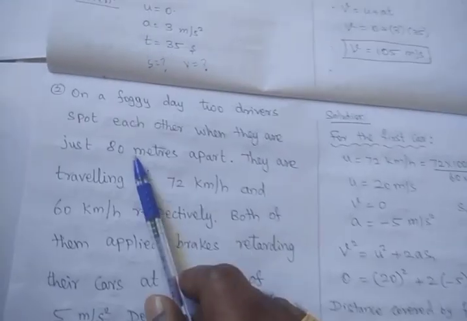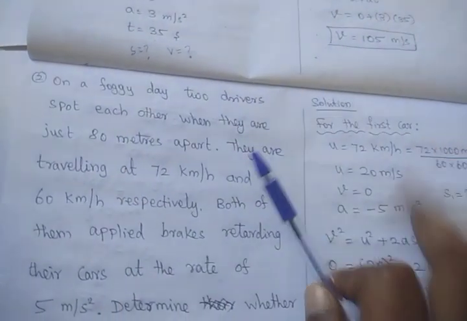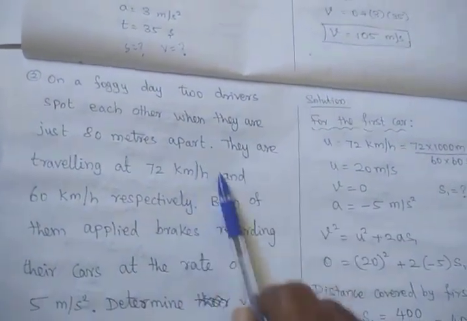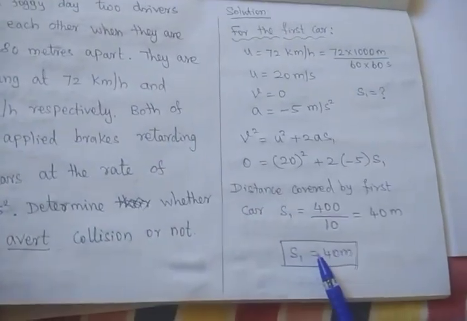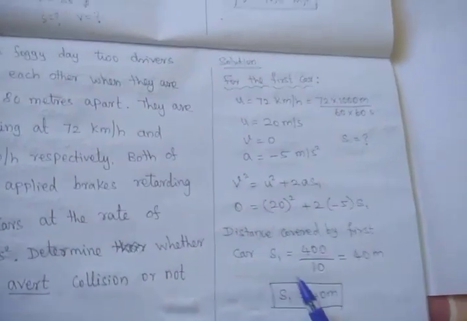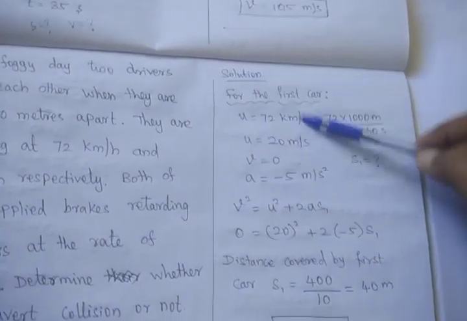That means out of 80 meter, after applying the brake, the first car which is coming with 72 km per hour covers a distance of 40 meter. So similarly we can derive the expressions for the second car.